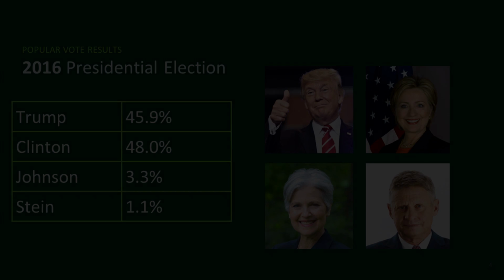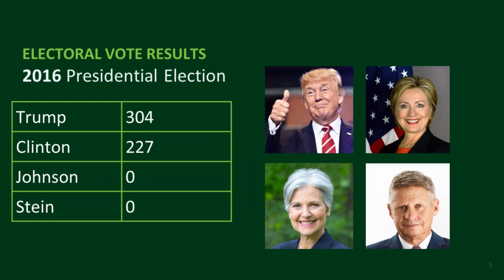However, the U.S. Constitution specifies that the president is not elected by the popular vote, but by the results of the Electoral College. This is how the Electoral College vote ended up. So it could be argued that the Electoral College was the reason why Trump was elected. However, in this video, we're going to explore an earlier reason, the Republican primary.